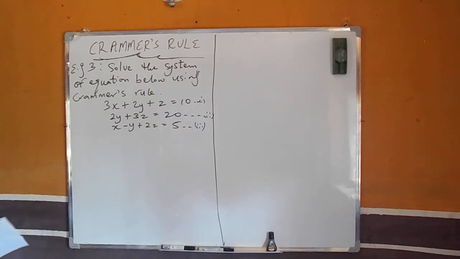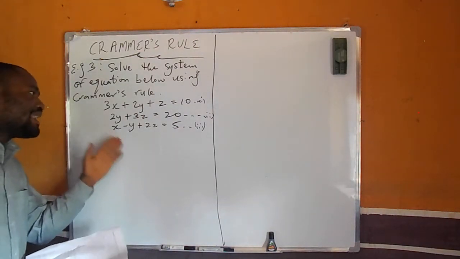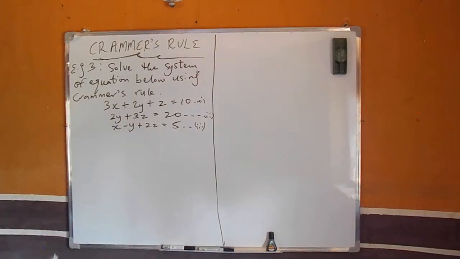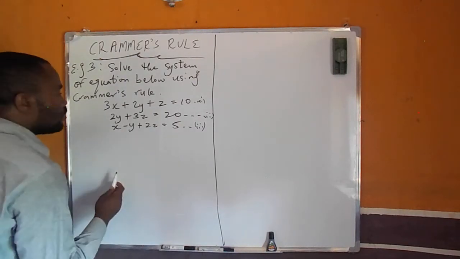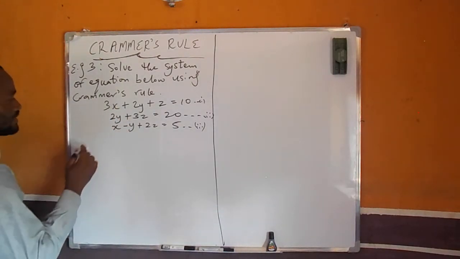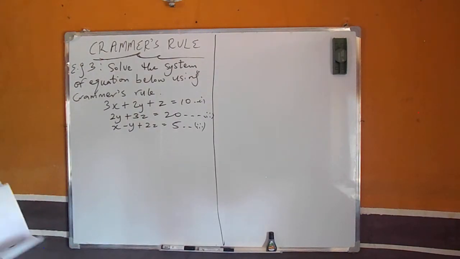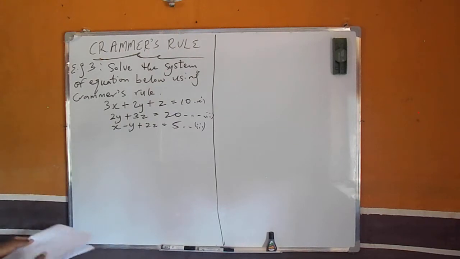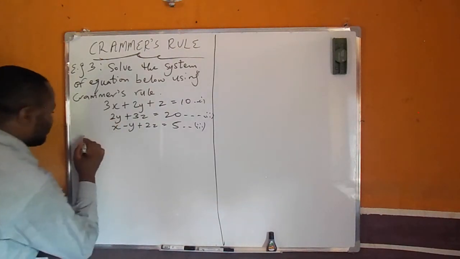In equation 2, we notice that x is missing there. Now, equation 3 says x minus y plus 2z equals 5. The first thing we have to do is to look for the determinant of A. Looking for the determinant of A, let us write down the expression in matrix form.